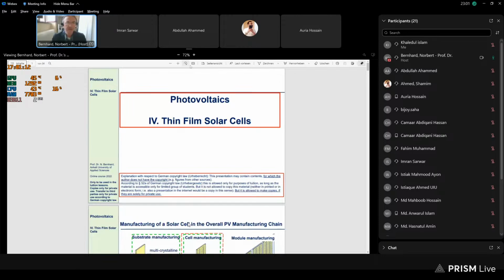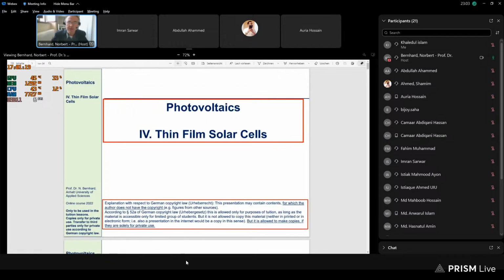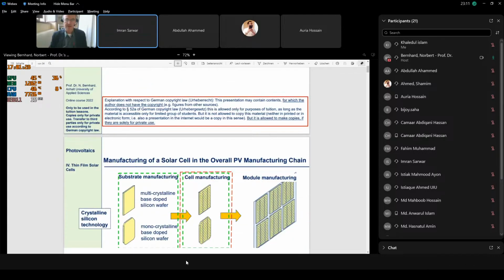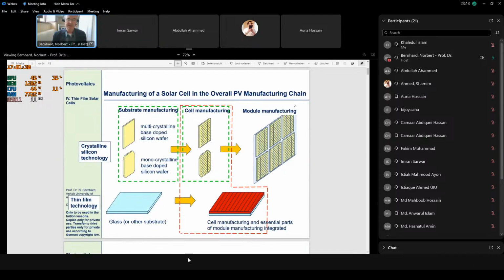Okay, you should now see the first page, photovoltaics, thin film solar cells. Yes, we can see that. Okay, this picture you have seen already. It just shall remind you of the main difference.